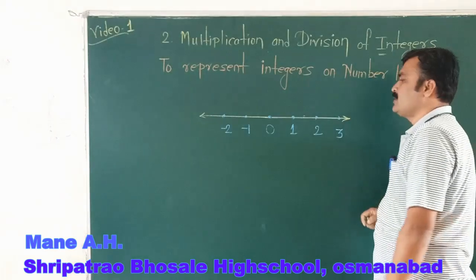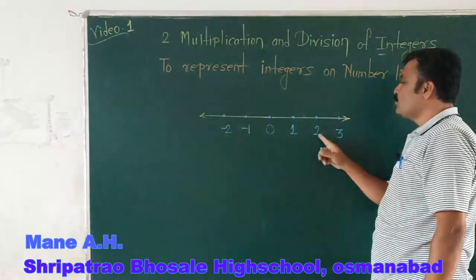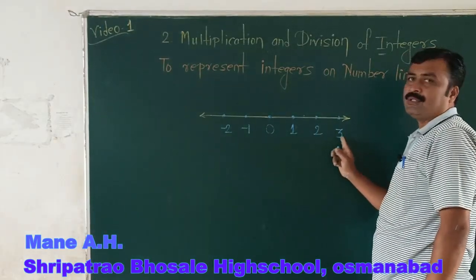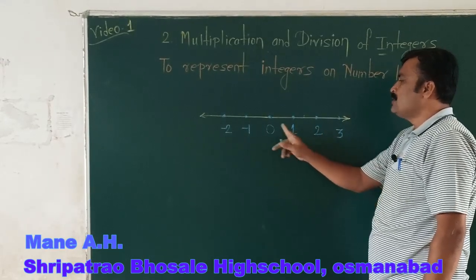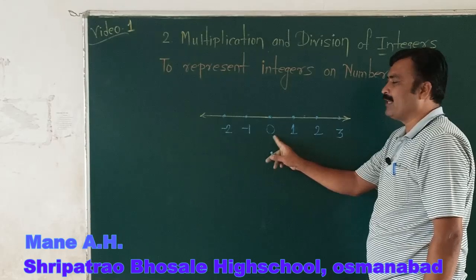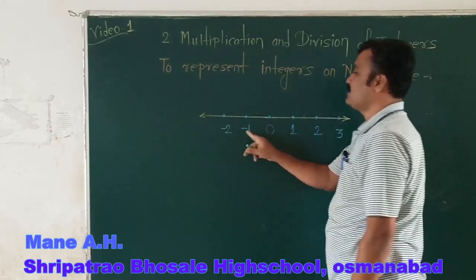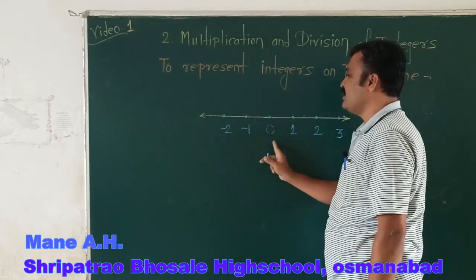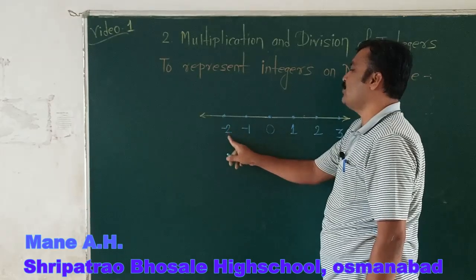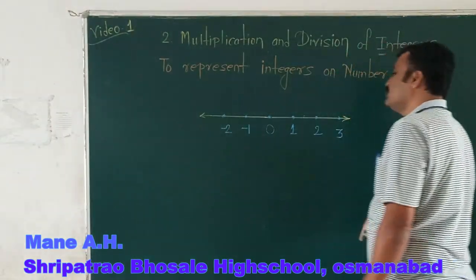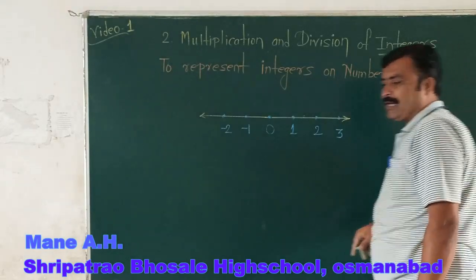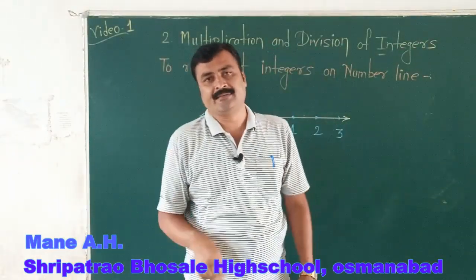For example, we see here 2 is smaller than 3, 1 is smaller than 2, 0 is smaller than 1, -1 is smaller than 0, -2 is smaller than -1. So this is the comparison by using number line.